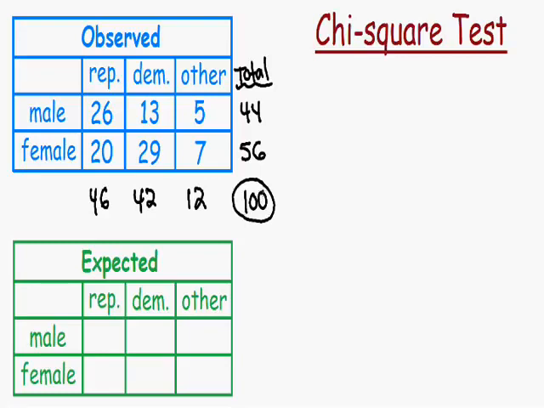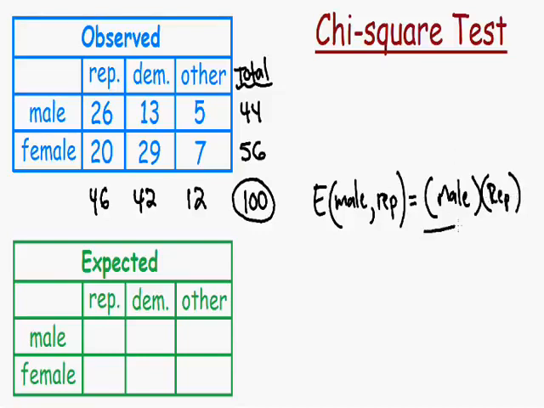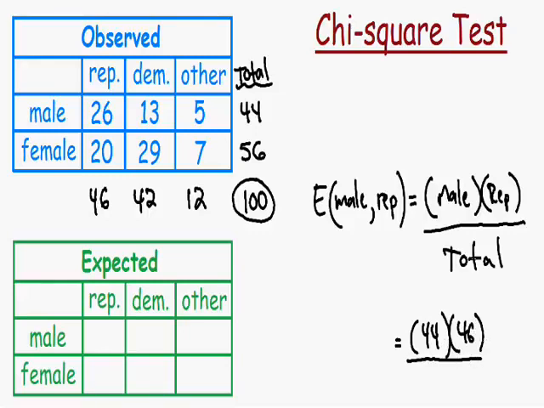So what we're going to do is use all this information to fill in our expected table. This table is all of the values that we expect. So let's start with our male Republicans. How many male Republicans do we expect? The formula that we're going to use for male Republicans is the total number of males multiplied by the total number of Republicans, all divided by the grand total, the total number of people in the study. So if we plug everything into this formula, we know that we have 44 total males. So we have 44 males multiplied by the total number of Republicans, and we know that we have 46 total Republicans. So this is multiplied by 46, all divided by the grand total. We have 100 people total in the study, so this is divided by 100.